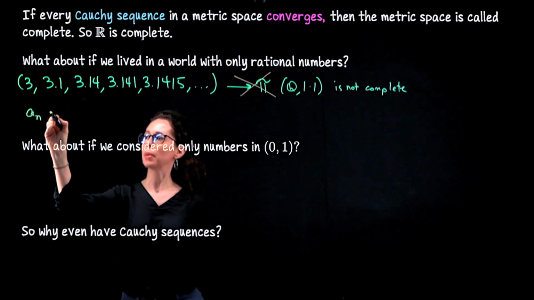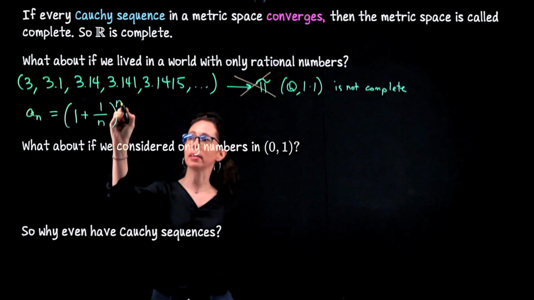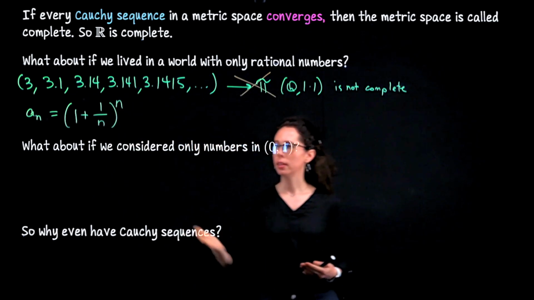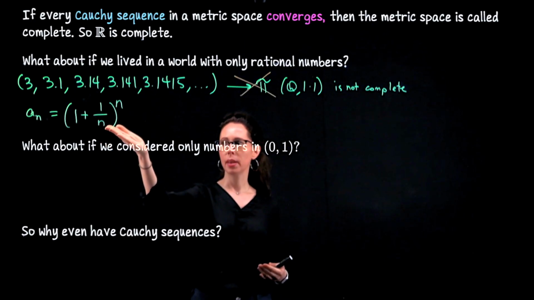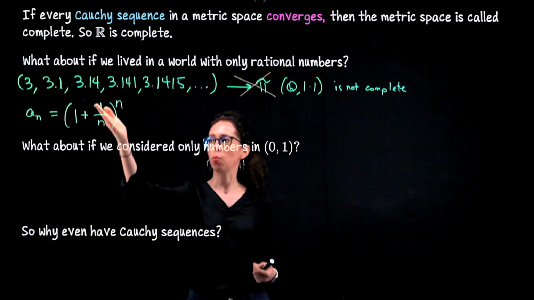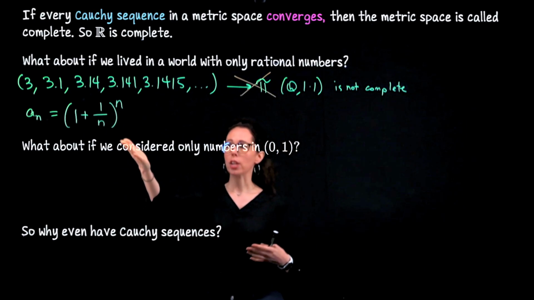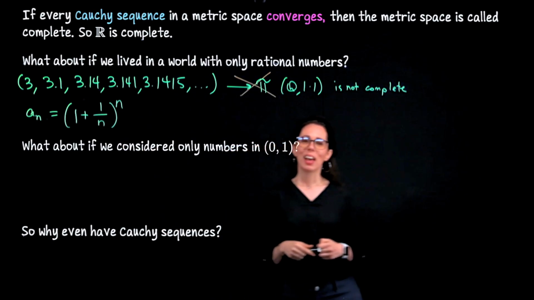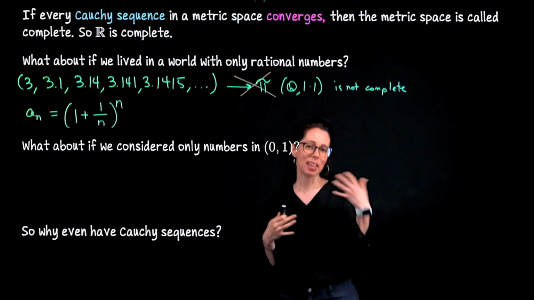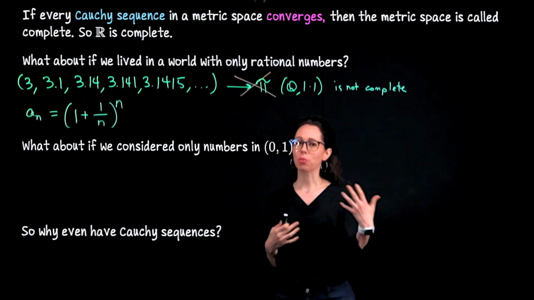Let the nth term in the sequence be (1 + 1/n)^n, like that. For each n, this is a rational number, and then we're exponentiating it to an integer. So you might have something like (1 + 1/3)^3, so that's just a finite product of rational numbers. This is rational. Again, it's easier to analyze this sequence if we embed it on the real number line and think about what it would do as a sequence of real numbers.